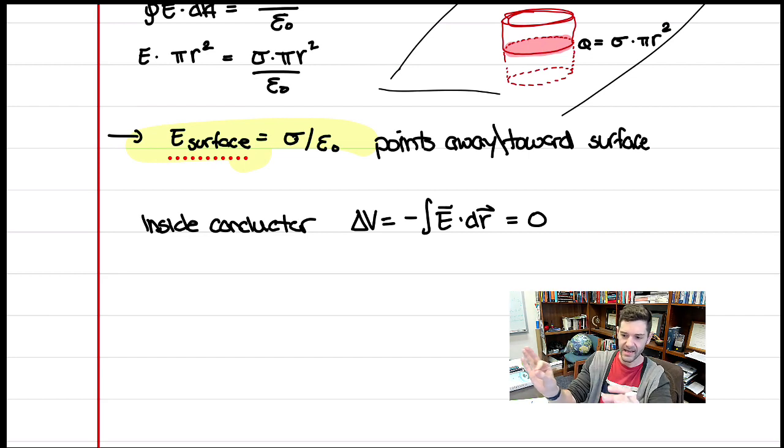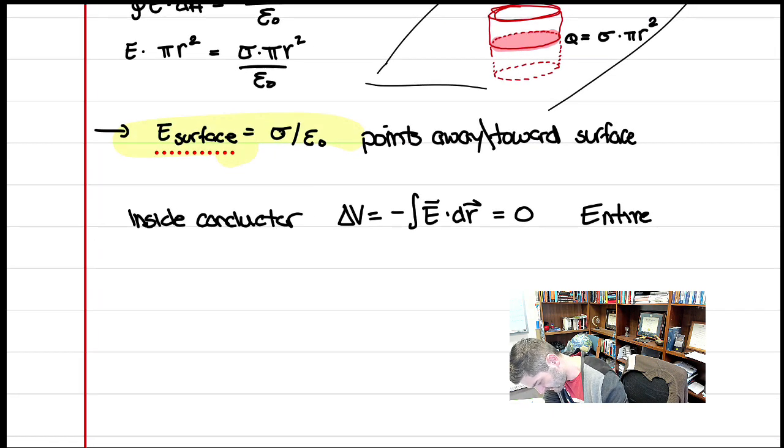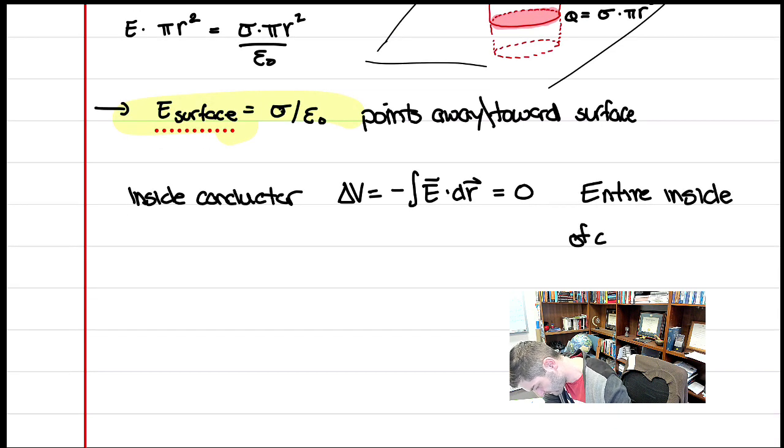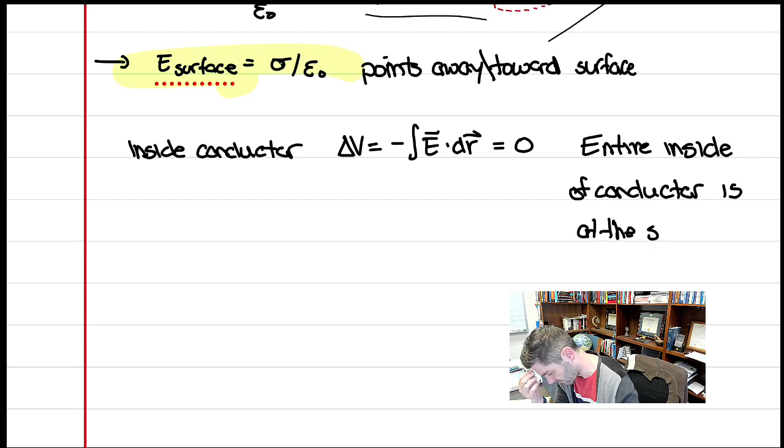I could start and end at any point inside the conductor, and my delta V doesn't change. So the entire inside of the conductor is, if we want to think of it as, at the same potential, at the same value of V.